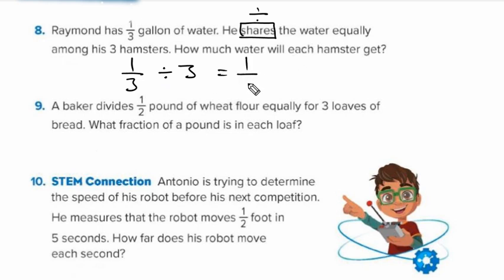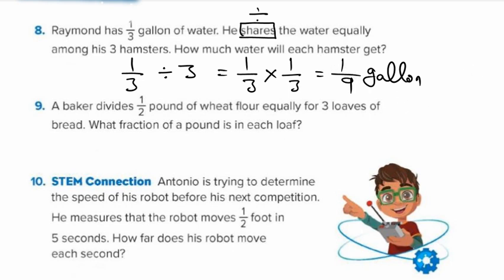How do we solve it? 1 over 3 times the opposite, reciprocal, 1 over 3. 1 times 1 is 1. 3 times 3 is 9. So each hamster will get 1 over 9 gallon of water.